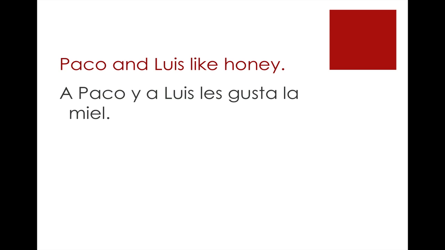Paco and Luis like honey. In Spanish, we will say, a Paco y a Luis les gusta la miel. Notice that we're using the letter A before Paco and also before Luis. And then we're using the indirect object pronoun les because we're referring to them. So, a Paco y a Luis les gusta la miel. Because la miel is a singular noun, we have to use the singular form of gustar, which is gusta.